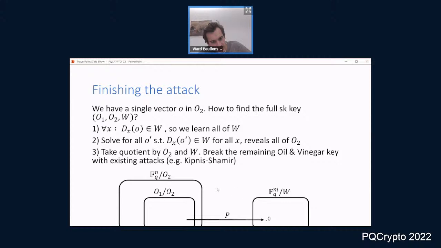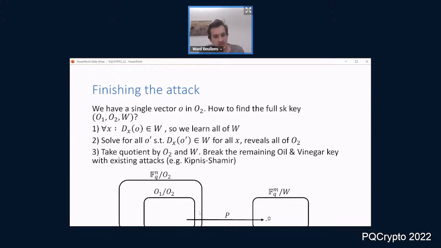And then what remains after taking the quotient is exactly an instance of the oil and vinegar scheme, right? So you just have a quadratic map P on some space, and it vanishes on some other space, which is O1 divided out by O2. And then we want to find this O1 thing. So this is exactly the same as in oil and vinegar. So you can just use existing attacks on the oil and vinegar schemes to recover O1.